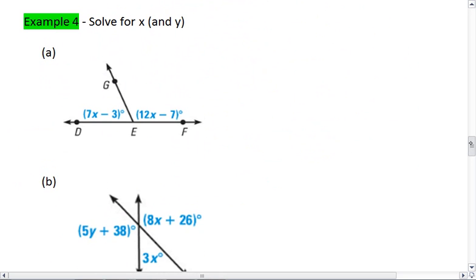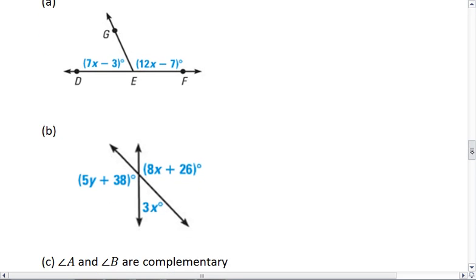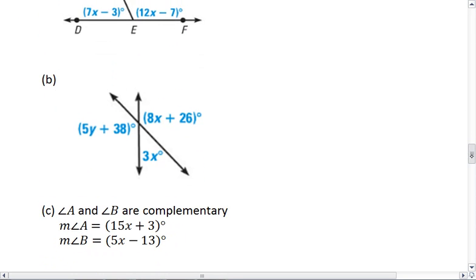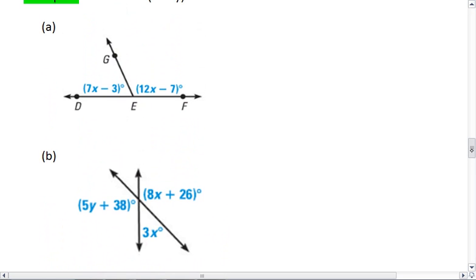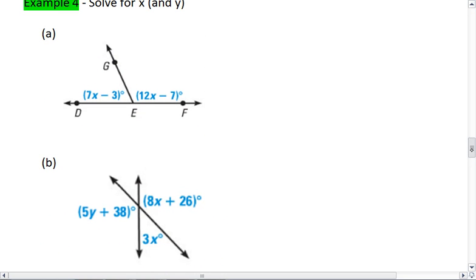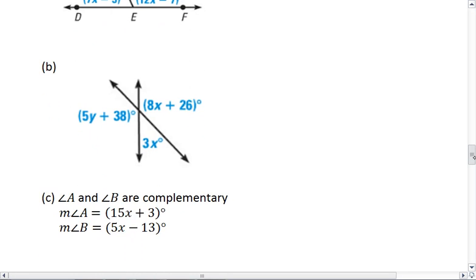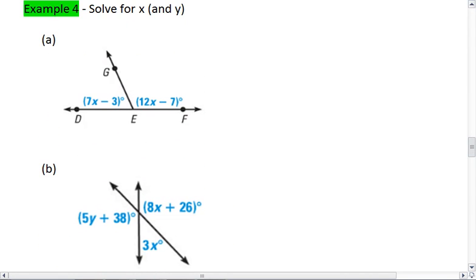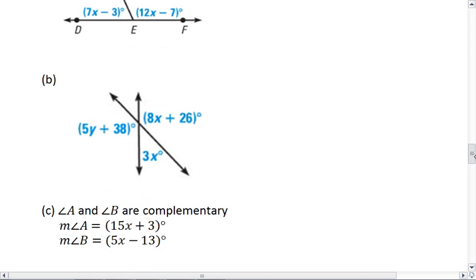Example 4. Example 4 is a computation problem, solving for x and y. You have 3 examples here, A, B, and C. So using the information you are given, try to solve each of these. Pause your video, work these through, and then resume when you're ready to check your solution.